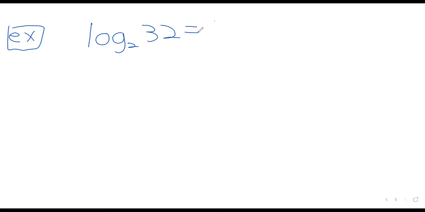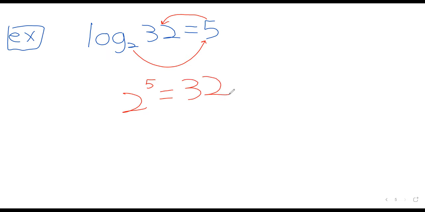And similarly, if we have a statement about a logarithm, so for example, the statement that the log base 2 of 32 equals 5, any statement about a logarithm is a statement about an exponent. I've always found it helpful to think in terms of this counterclockwise flow. This statement about logarithms, rephrased to be about exponentials, is the statement that 2 to the 5th equals 32.